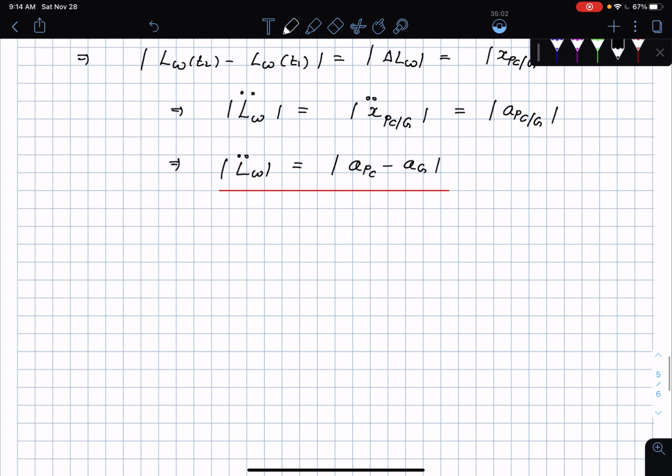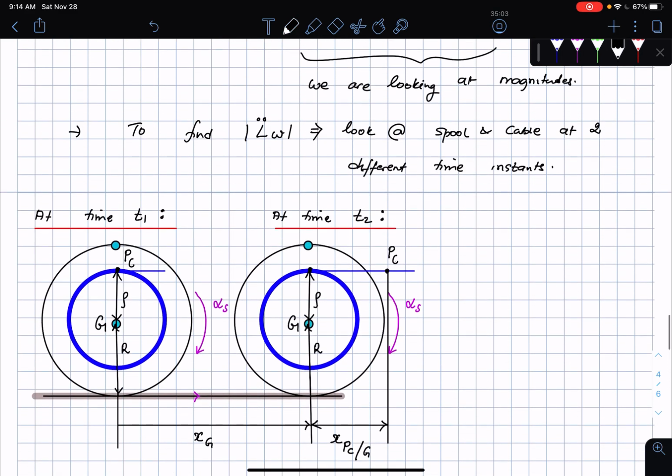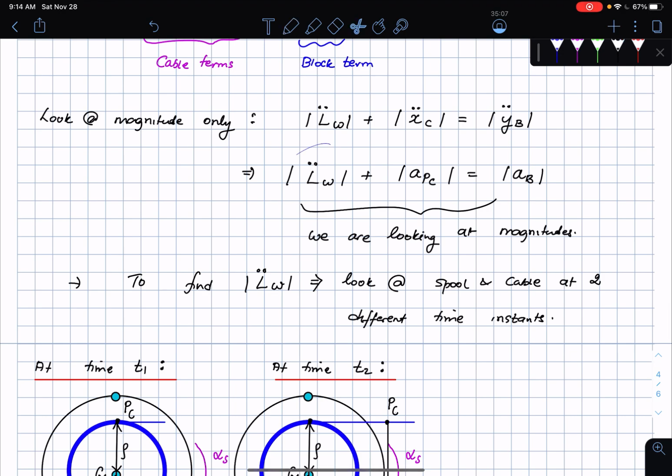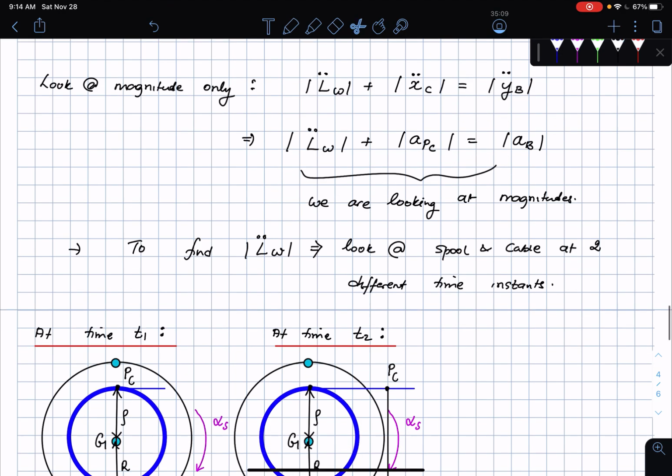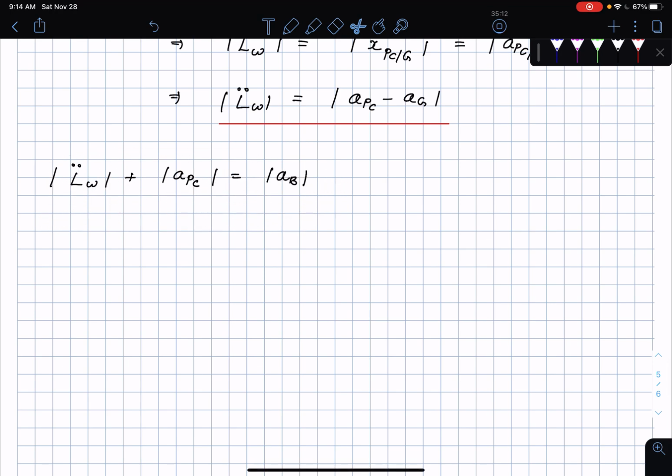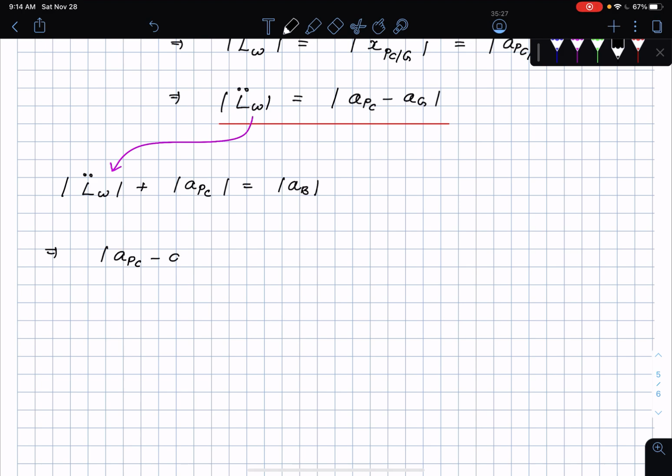Then I go ahead and continue. I go back to the equation which I had obtained earlier. So I take this equation here, copy that, and bring it down here. Okay, so we know this. So this implies that if I now substitute for L double dot of W, I end up getting the following: acceleration of PC minus acceleration of G, plus acceleration of PC, is equal to the acceleration of the block, the magnitudes only. Okay, so looking at only magnitudes.